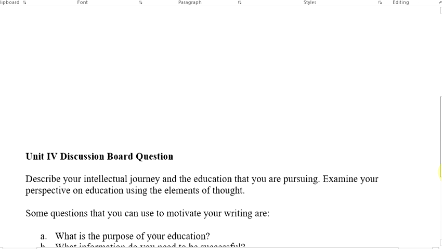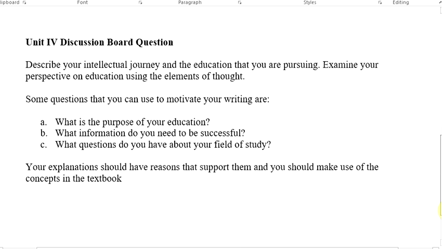Let's go on to the Unit 4 discussion board. This one is pretty open-ended. You could talk about your intellectual journey and education. Notice that A, B, and C here require you to apply 3 of the elements. And again, that's Chapter 4 in your textbook. It requires you to apply 3 of the elements to your intellectual journey.